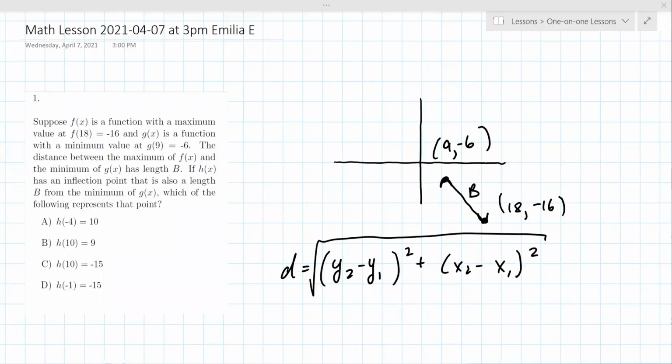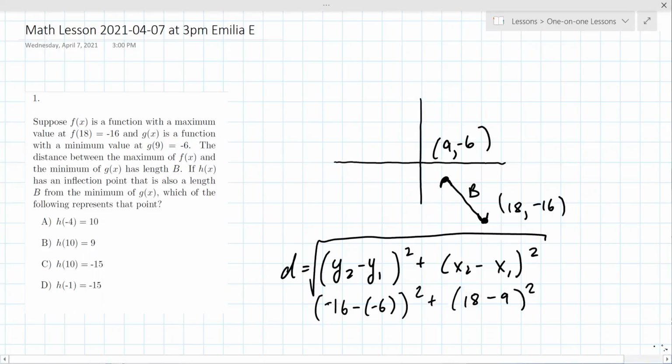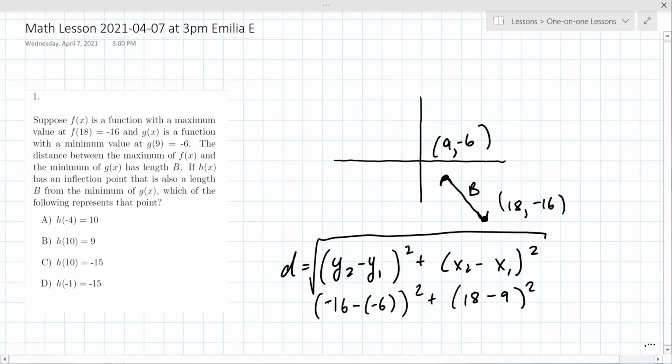Which one did you make y2? Minus 16 or minus 6? Minus 16. Okay, so the square root of 181. It's not a known value. It just ends up being the square root of 181. You just leave it like that.